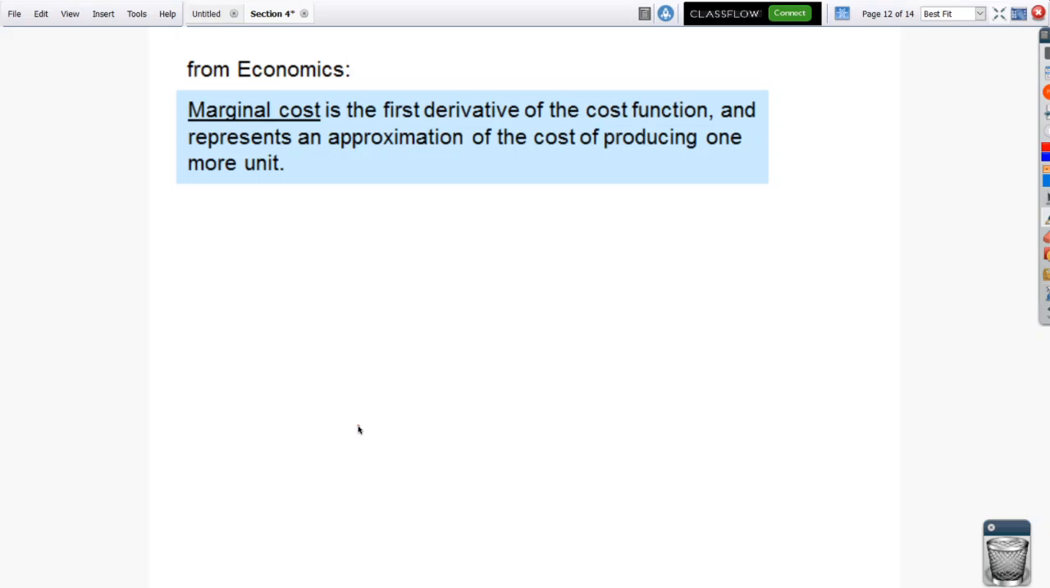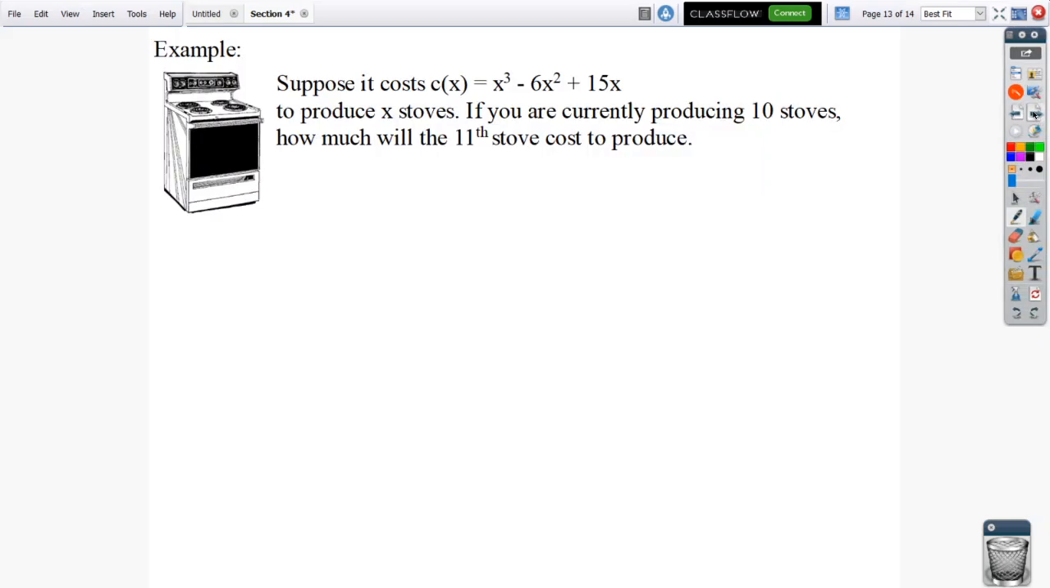Economics. We have an application in economics for using these types of functions. Marginal cost is the first derivative of the cost function. It represents an approximation of the cost of producing one more unit. So if you have the cost function, C of X, where X is the number of units you're producing, C would be the cost for producing that number of units, you can find C prime to find out how much it would cost to make one more unit. I'm not an economist, so that's kind of difficult for me to explain.